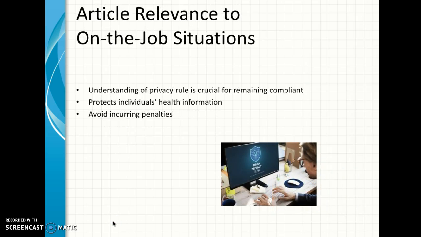How can I apply what I have learned in this article to on-the-job situations? It is crucial to understand the privacy rule for maintaining compliance, not only to support protection of individuals' most intimate details contained within their medical records, but also to avoid incurring severe monetary penalties in addition to possible imprisonment.